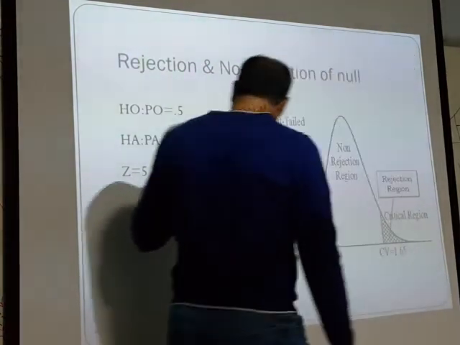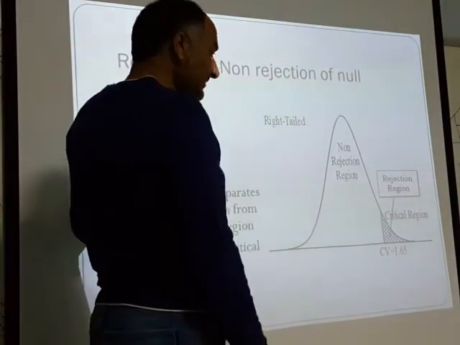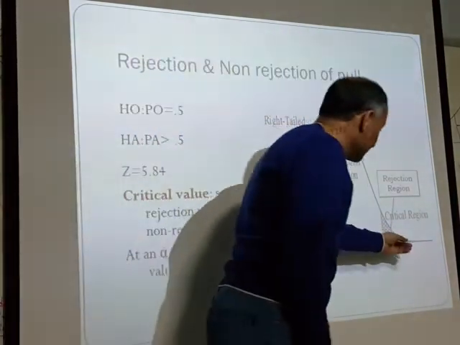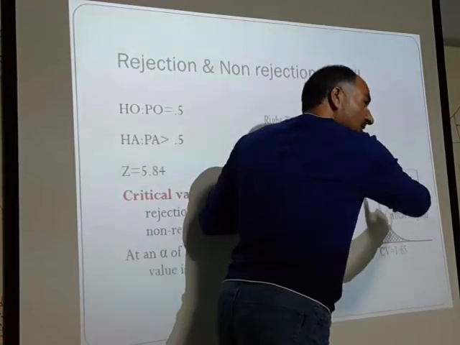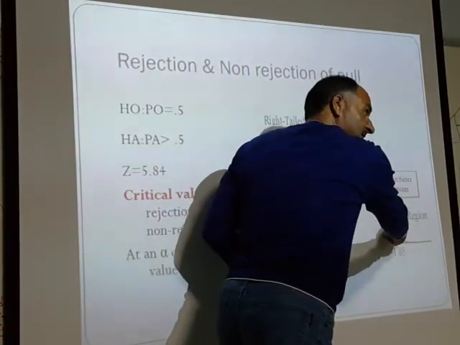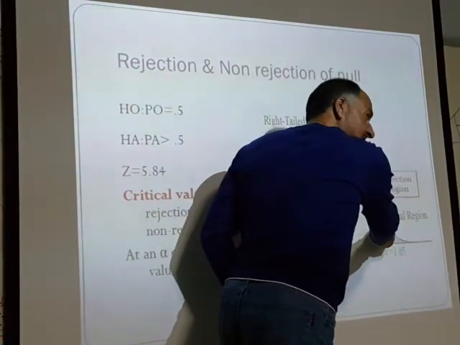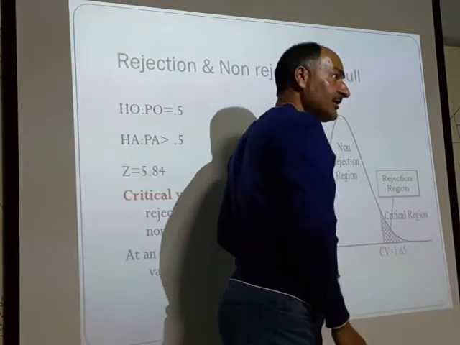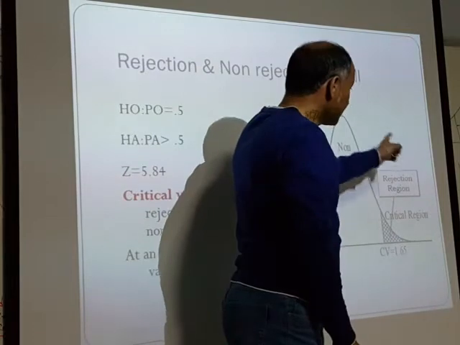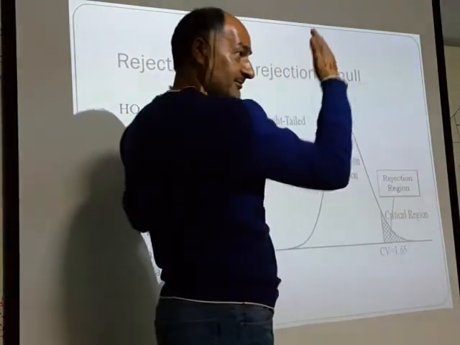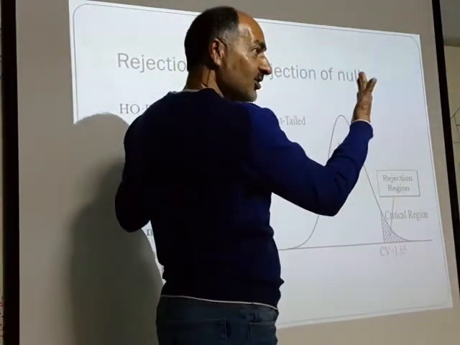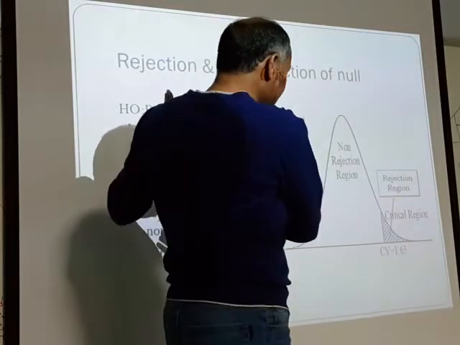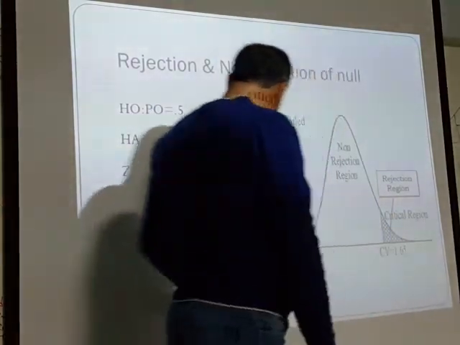So if the chance of getting this value is very, very small, is this region smaller or this one? Under the normal distribution, this one is smaller. So the chance of getting this value is very, very small, and that's why you rejected it. Because you are 95% confident that you will get a value within this, but you didn't get it. The chance of getting this value is only 0.05.